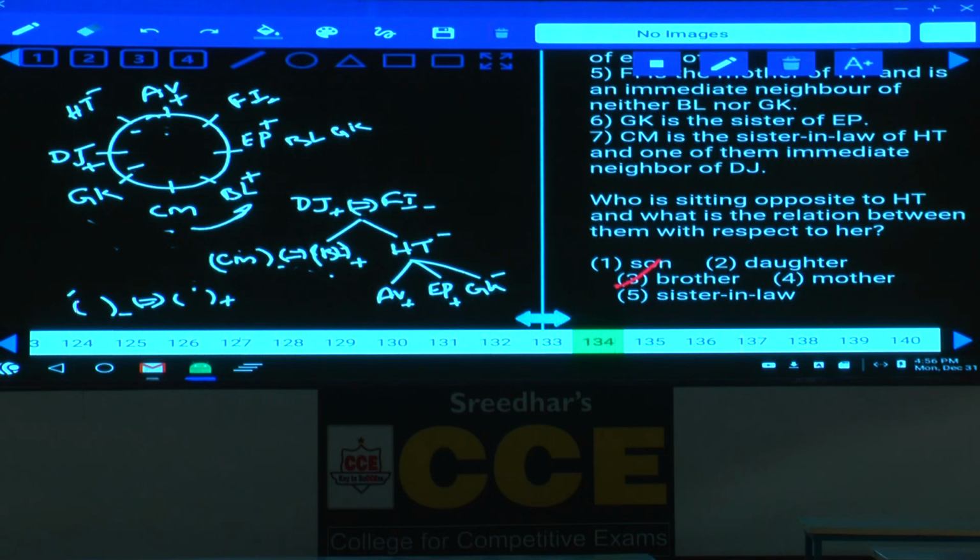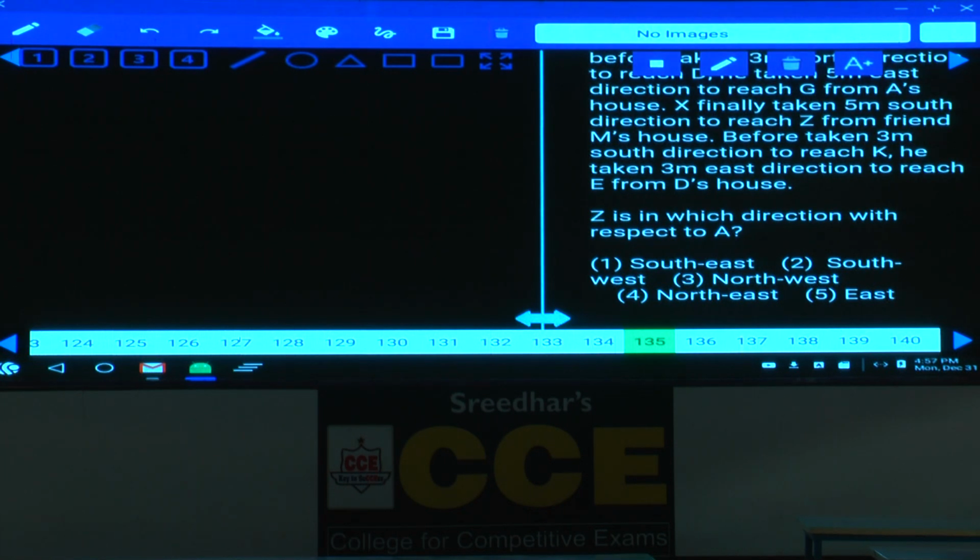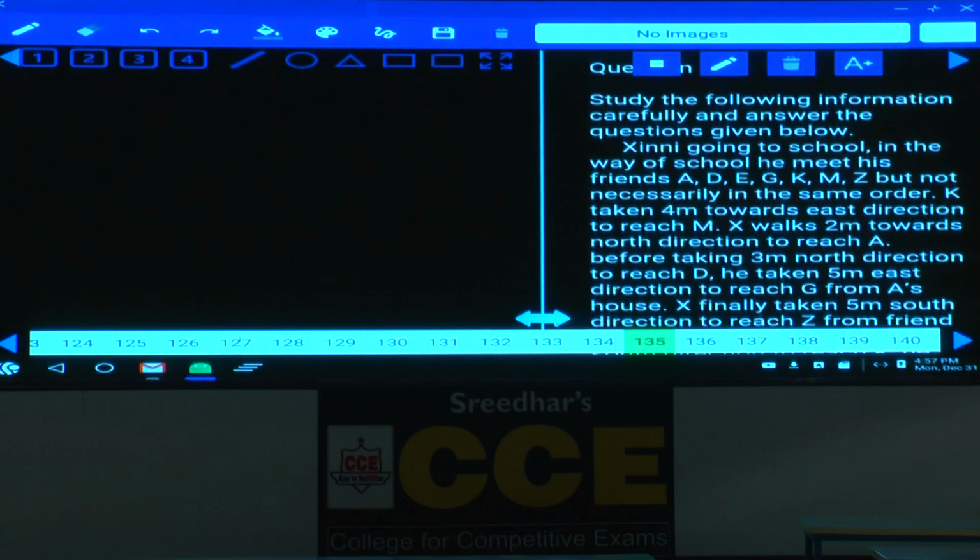Then 135, now 135 to 138 done. Now question numbers 135 to 138. What is the information given here? Now this is based on directions. Ginny is going to school. On the way to school he meets his friends A, D, E, G, K, M, Z, but not necessarily in the same order. K takes 4 meters east direction to reach M.